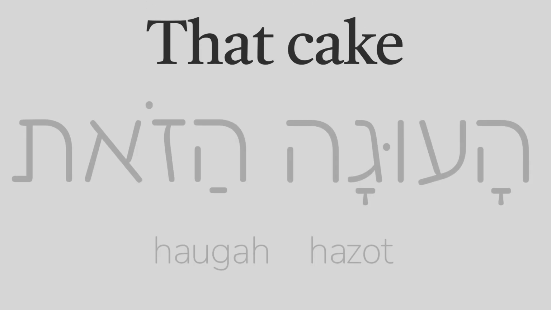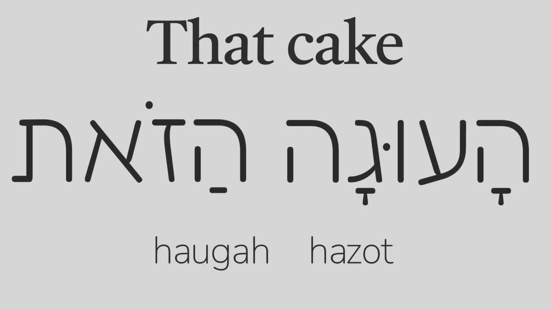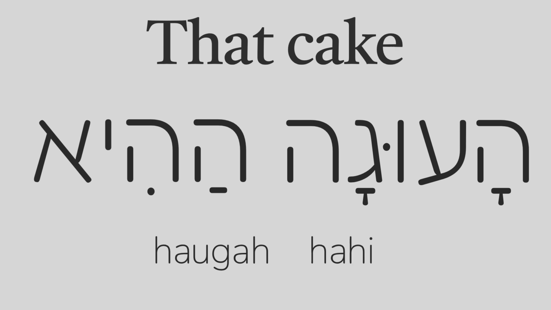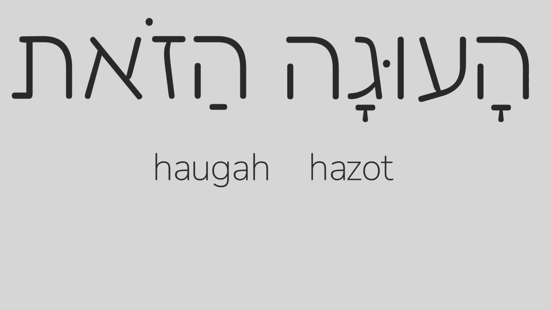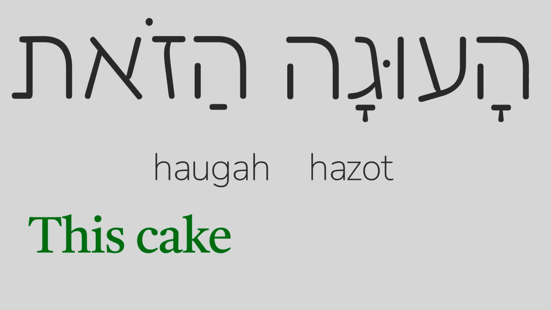And to say that cake, we would take ha'uga hazot and switch out zot for the feminine form of that, hi, ha'uga hahi, that cake. Again, in modern Hebrew, these distinctions between this and that are usually not made, and so to translate that cake into modern Hebrew, we'll probably just prefer to say ha'uga hazot. Because of this lack of distinction, if we want to translate ha'uga hazot back into English, we'll need to look at the context to decide whether we should say this cake or that cake.